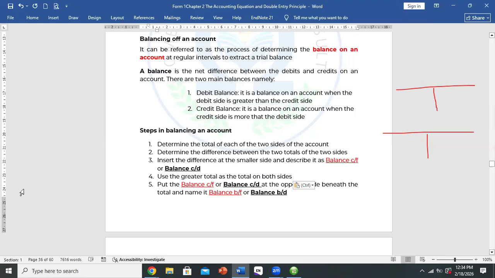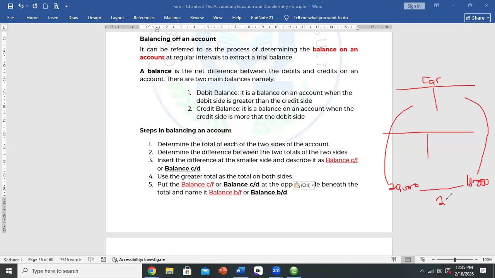So let me put in some figures here. Let's say that you do the totals on this account. Let me put car account. And you saw that the total on this car at the debit side is 20,000. And when you did the total on the credit side, you had 18,000. So that's the first step. You get the totals like this. What is the difference between these? The difference is 2,000.